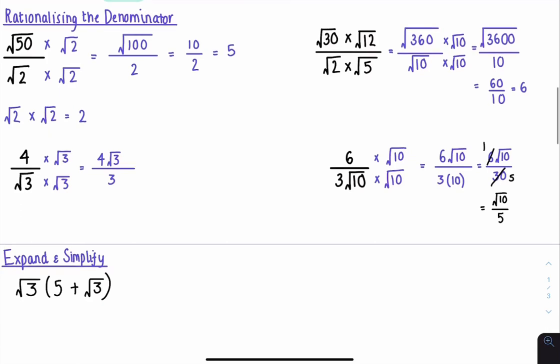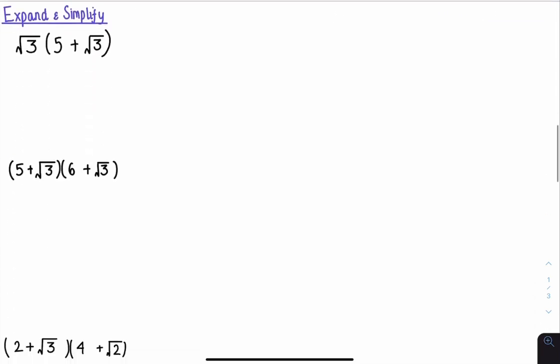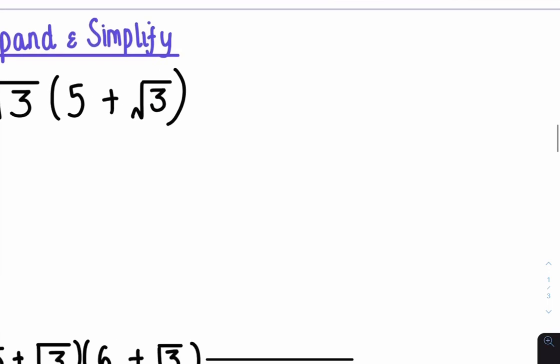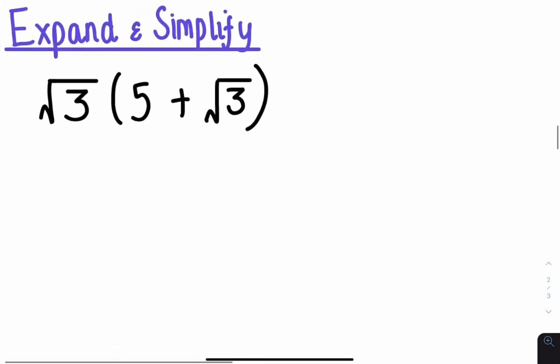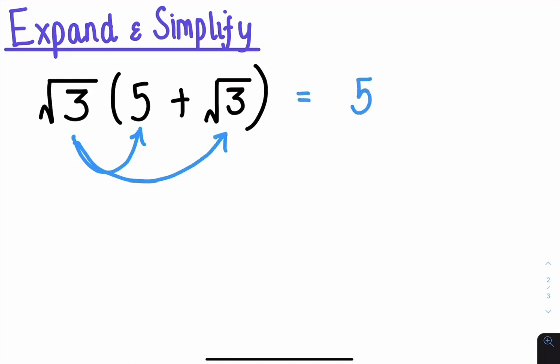Now let's move on to expanding and simplifying. So this is essentially the same as normal expansion. We just have surds now. So let's take the first example. Like always, you multiply the outside term by each of the terms on the inside. So let's do that. Root 3 times 5 just gives you 5 root 3.